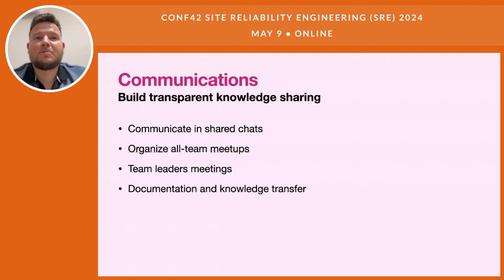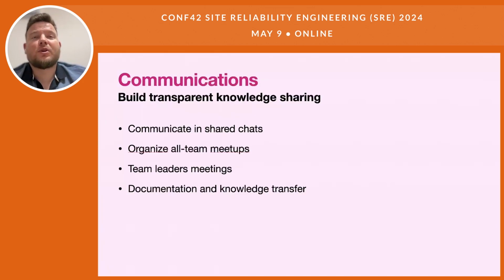Organize team meetups. At these meetups, employees can talk not only about new technologies, but also how they solved major tasks and the outcomes of those solutions. Team leader meetups can be used to discuss team interactions, major system design decisions, and how collaboration can enhance the product stability.